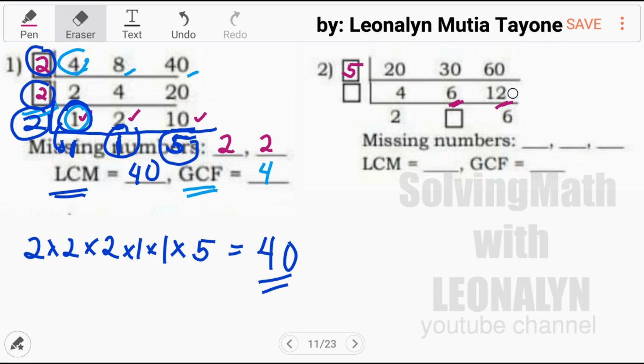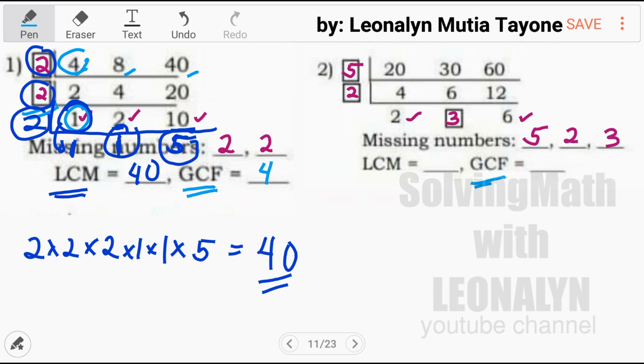Next, ano naman kaya ang dinivide dito sa next para maging 2 at para maging 6? Obviously, ang dinivide dito ay 2. 4 divided by 2, and that is 2. 12 divided by 2, and that is 6. So therefore, 6 divided by 2, and this is 3. So ang missing numbers are 5, 2, 3.